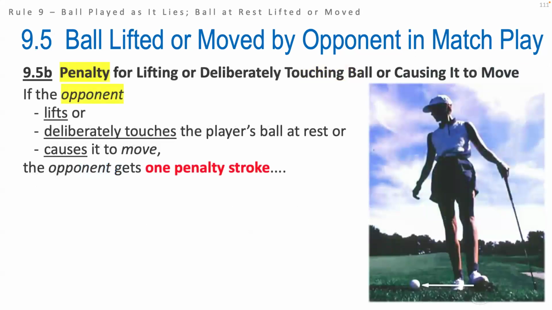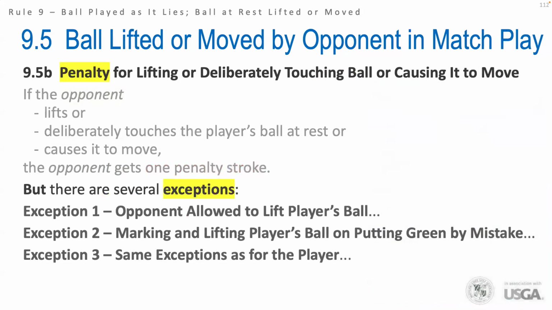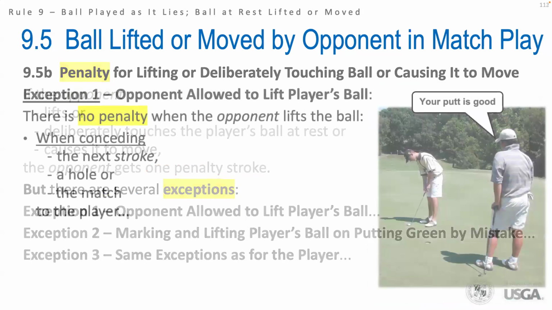Our penalty for lifting or deliberately touching a ball or causing it to move. So if the opponent lifts or deliberately touches the player's ball at rest or causes it to move, the opponent is going to get 1 penalty stroke. So the opponent gets it, not the player, right? So whoever's taking that action is going to be the one who gets penalized. But there are several exceptions. We're going to see those three right here.